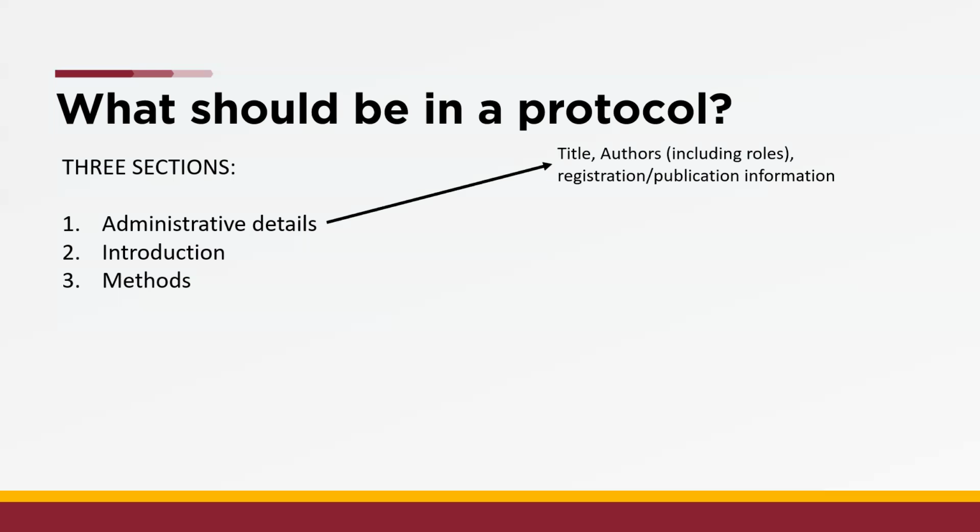Okay, so in administrative details, that's your basic info. Your title, your authors, including the roles. So, author A and B are going to be the primary reviewers. Author C is going to be tiebreaker. Author Z is going to do the data extraction and analysis, whatever it's going to be for your team. Author A and D are going to write it. Just thinking through how you're going to divvy up the work, because it is a lot of work. And it is useful to do that in the beginning.